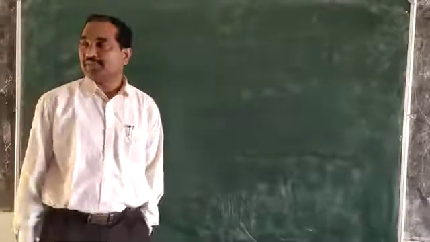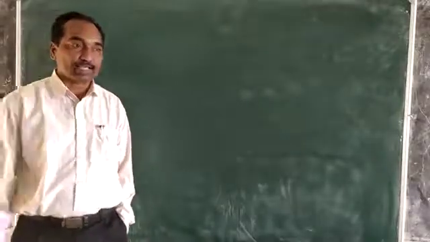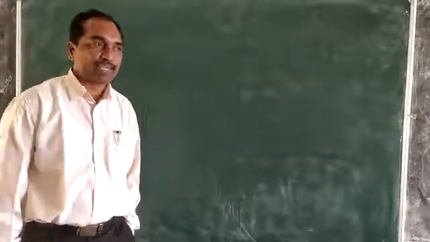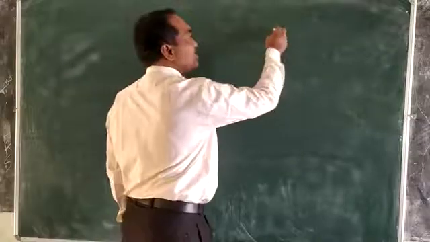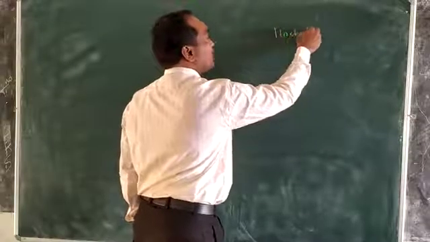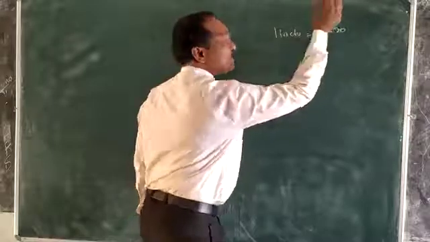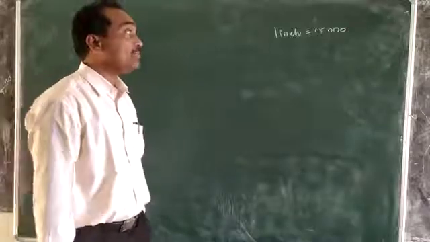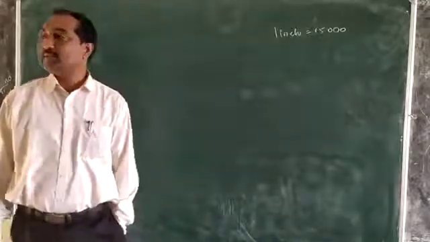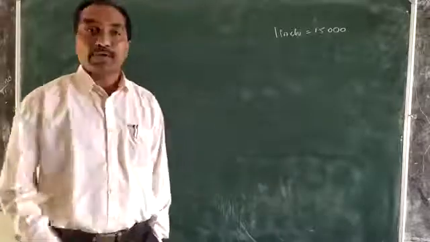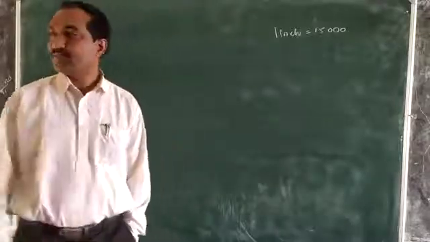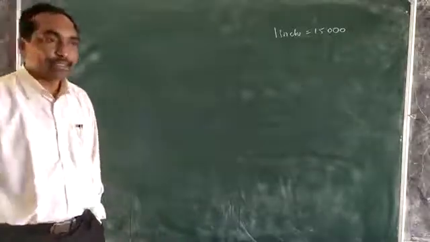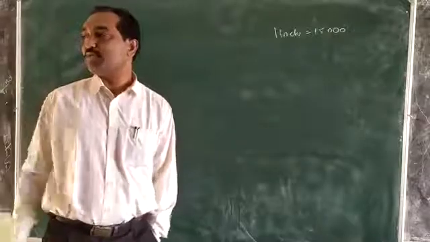So we know about the diffraction grating. We know in a diffraction grating there are N slits. Of course, in our laboratory we have a diffraction grating in which 1 inch contains nearly 15,000 slits. So by using the diffraction grating, we can determine the wavelength of light. Our aim is how to calculate the wavelength of light using a diffraction grating. That is our today's topic.